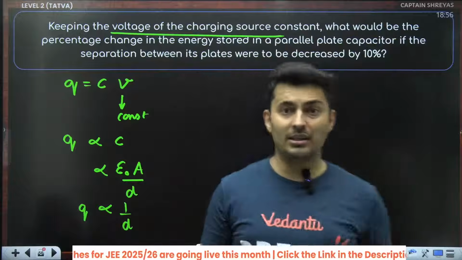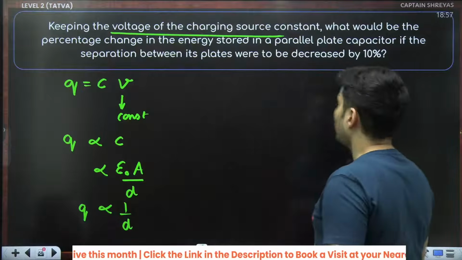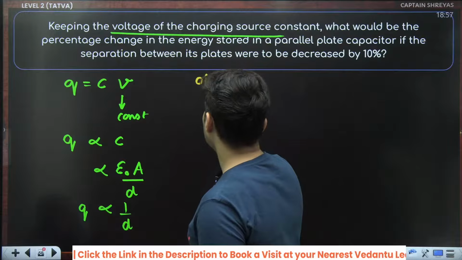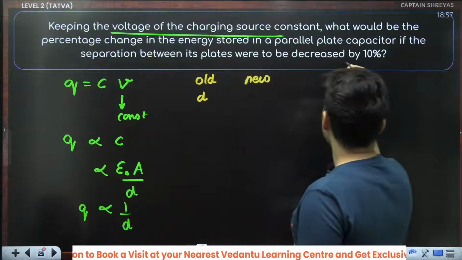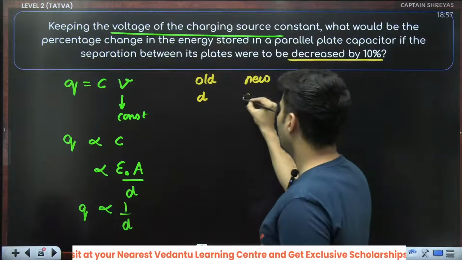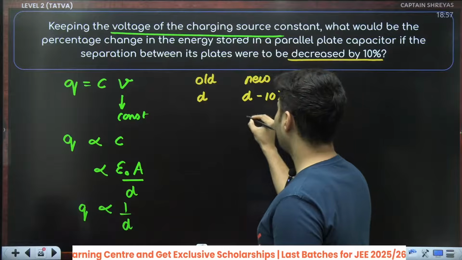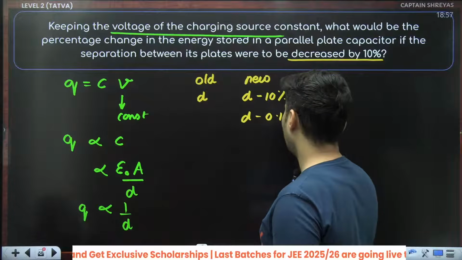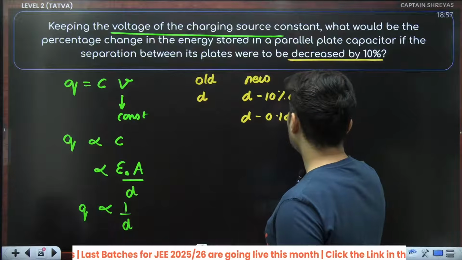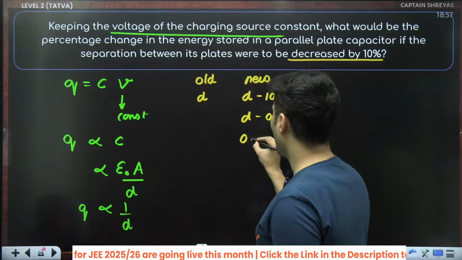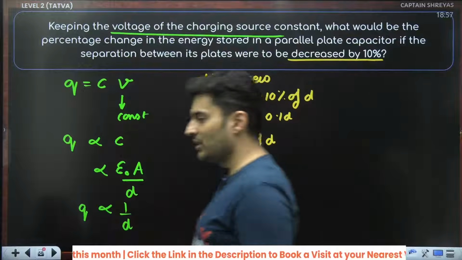Here it is clearly mentioned the distance between the plates is changed. Okay. Now, if the old distance was d, what would the new distance be? Because the distance is decreased by 10%, so d minus 10% of d. What is 10% of d? It is 0.1. 10% of d is basically 0.1 d. So it is basically 0.9 d. That is the new distance.